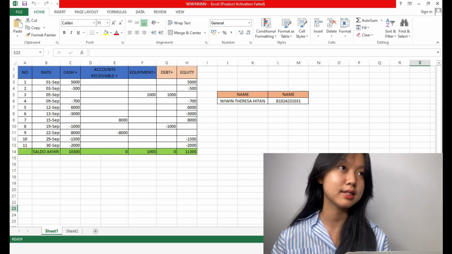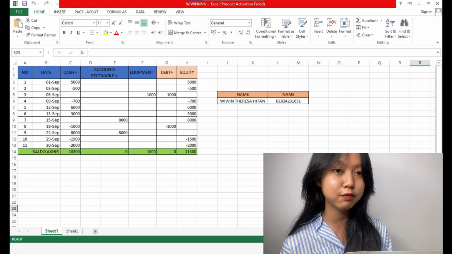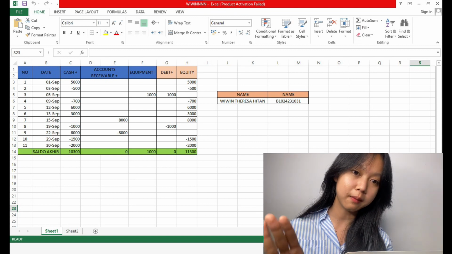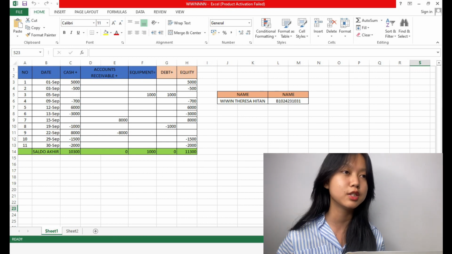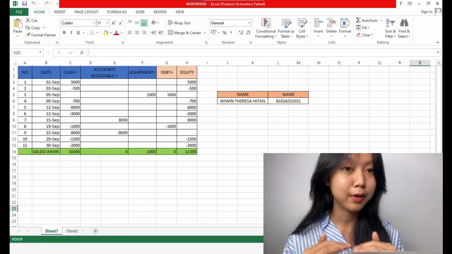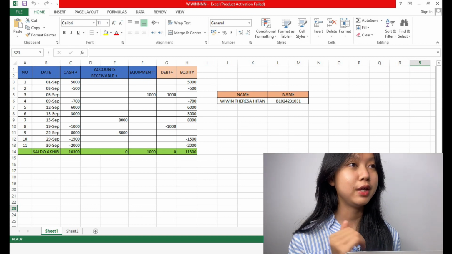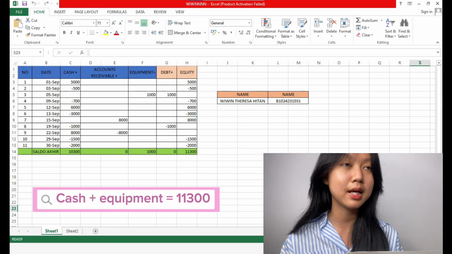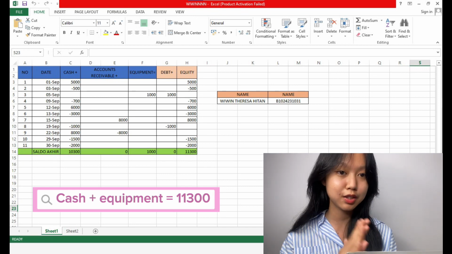So the result is, for cash, it's $10,300, and for the account receivable is 0, and for the equipment is 1,000, and for the debt is 0, and the last, equity, is $11,300. So the last step is we must make both balance. If we add the cash plus equipment, it is also the same as equity, which is $11,300, which is balanced.